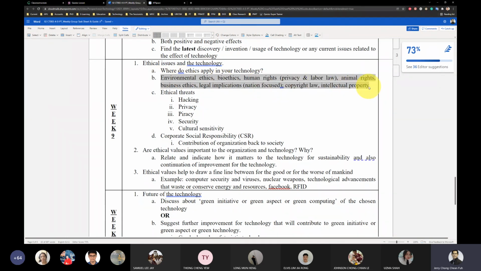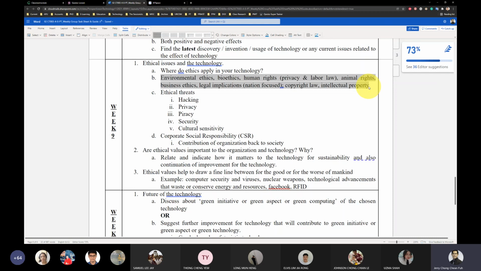Again, you might find out that there are no very significant areas of ethics that apply in your technology. You are allowed to skip this part. Yeah, so this is not compulsory. But again, I would probably say a lot of you will be able to apply some form of ethics in relation to your technology.